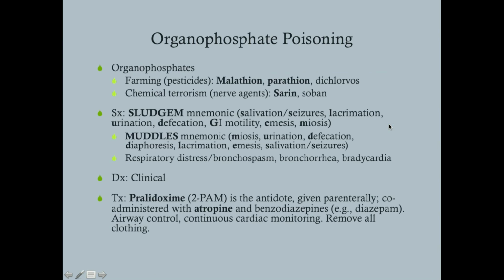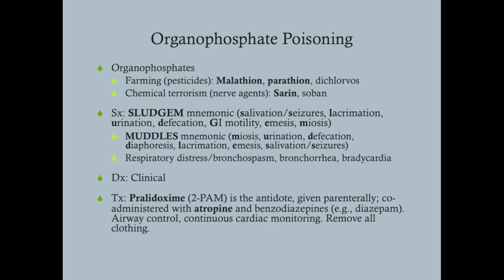Protection's always good. So organophosphates have two major purposes. Farming, used as pesticides. You'll hear these names thrown around: malathion, parathion, and dichlorvos. And then you'll also hear about it in chemical terrorism. These are your nerve agents like sarin and soman. There are other applications for organophosphates, I think in making plastics, manufacturing, but these are the two major implications for our purposes.